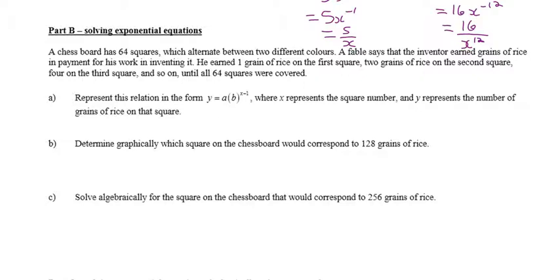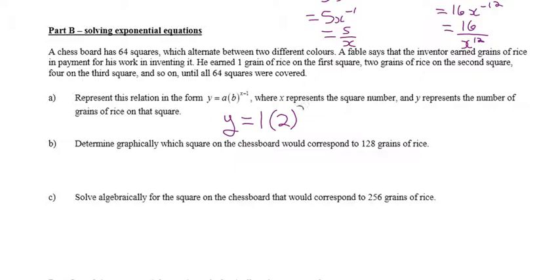So it is an exponential equation. X represents the square number, so which square, square 1, square 2, square 3, etc. Y represents the number of grains of rice on that square. So how many grains of rice are on the first square? 1. And then what happens as we go to each square? What are we doing to the number of grains of rice? Doubling them. Okay, so we're starting with 1, and then we're doubling. That's the amount by which it's increasing.